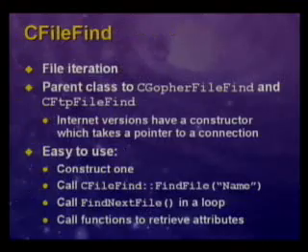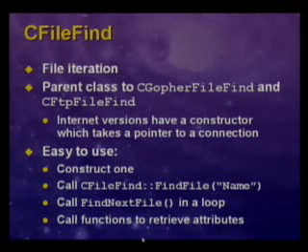CFileFind, which we've also added to MFC pretty recently. We have some derivations from that as well. We have CGopherFileFind and CFtpFileFind, which means you can enumerate things that are on a Gopher server or on an FTP server. So they're pretty simple. Call FindFile with a name, call FindNextFile in a loop, and then during that loop, call functions on CFileFind to get attributes.